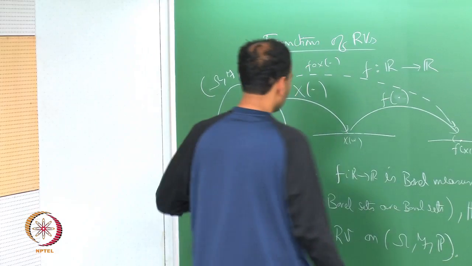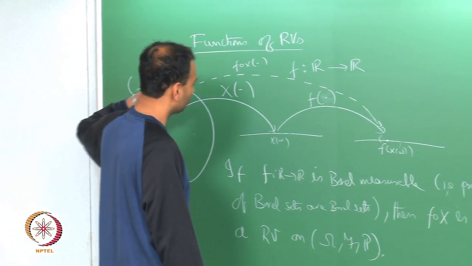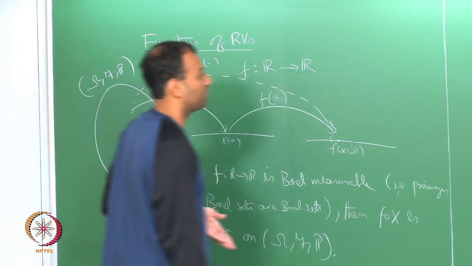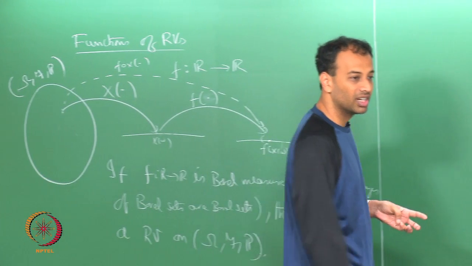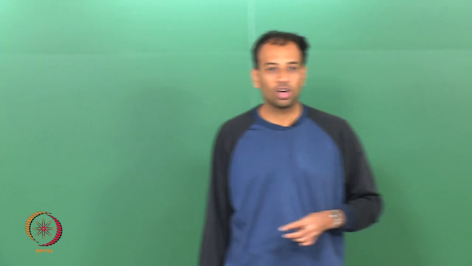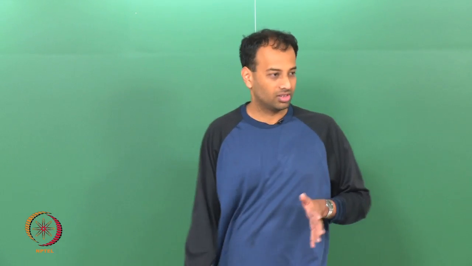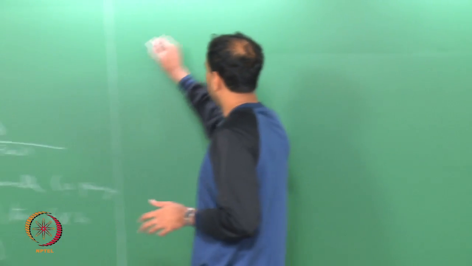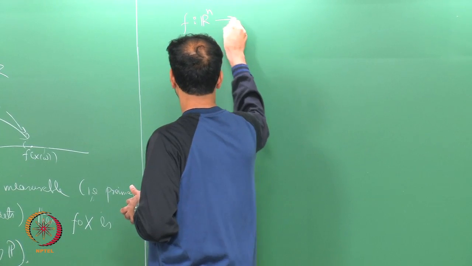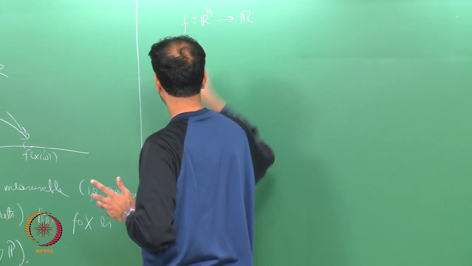And now, you can even speak about functions mapping Rn through Rm in general. You may, for example, have n random variables X1 through Xn defined on (Ω, F, P), and you may want to talk about f of X1, X2, ..., Xn. So let's say f is from Rn to R. It could just as well be Rm.